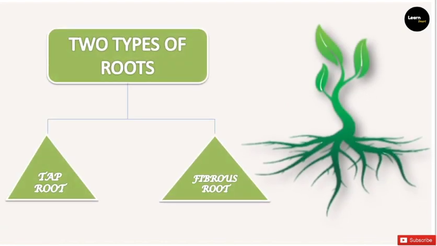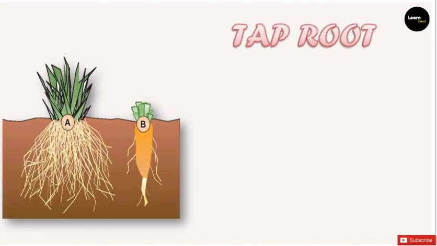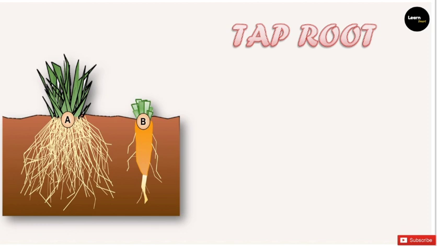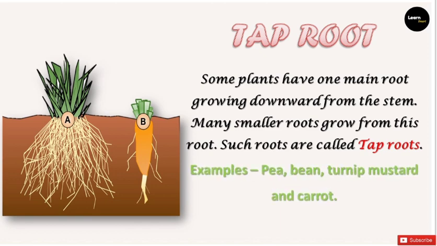Two types of roots are there, taproot and fibrous root. Let's discuss one by one. Taproot. See this picture carefully. Some plants have one main root growing downward from the stem. Many smaller roots grow from this root. Such roots are called taproots. Examples: pea, bean, turnip, mustard and carrot.